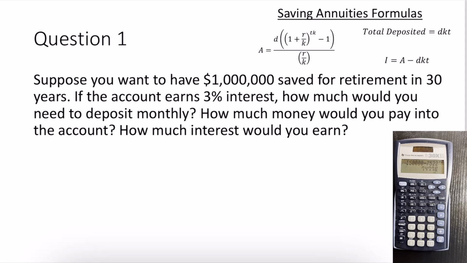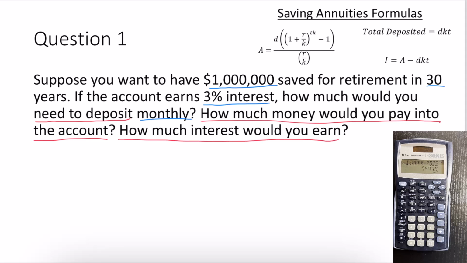Okay, so for question 1, it says, suppose you want to have $1 million saved for retirement in 30 years. If the account earns 3% interest, how much money would you need to deposit monthly? So the amount we need to deposit is the thing we're looking for. And then we were also asked how much money would we pay into the account and how much interest would we earn.